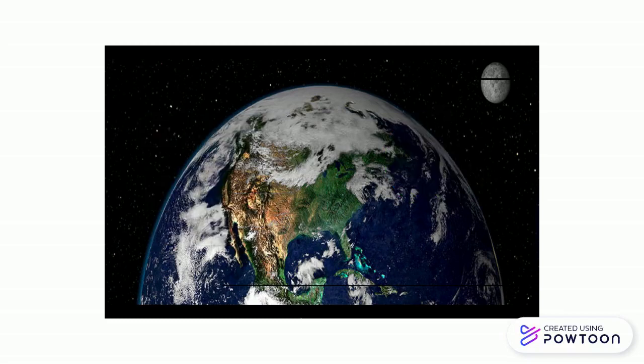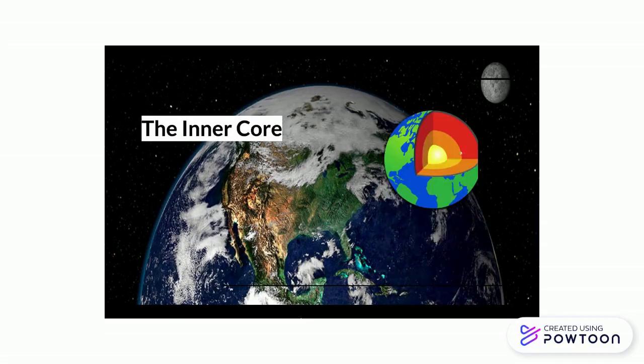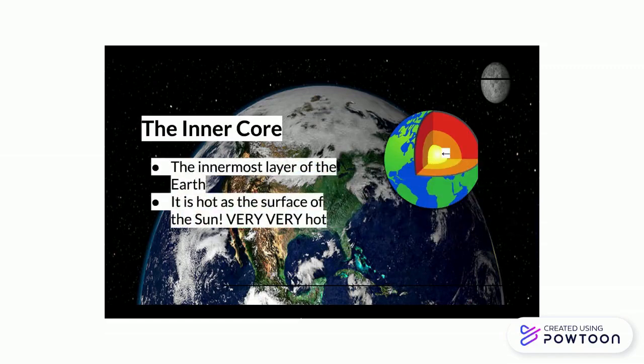So our last layer of the earth is going to be the inner core. It is that little yellow portion the arrow is pointing to right now. It's the innermost layer of the earth, and it is hot. It is as hot as the surface of the sun. So very, very hot. I'm sure you guys can guess how hot that would be.